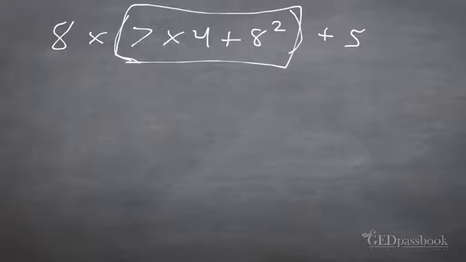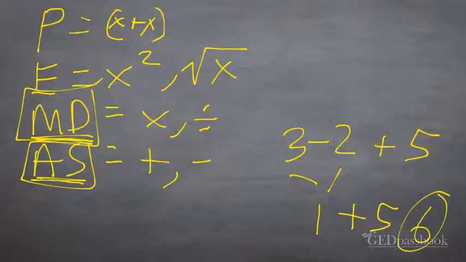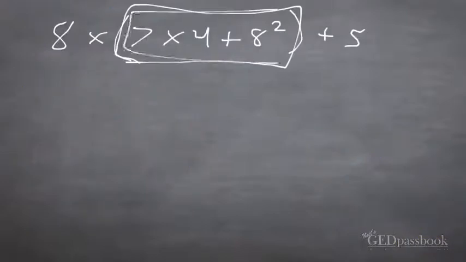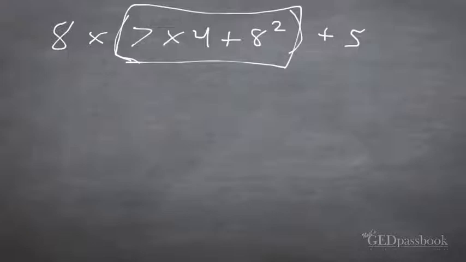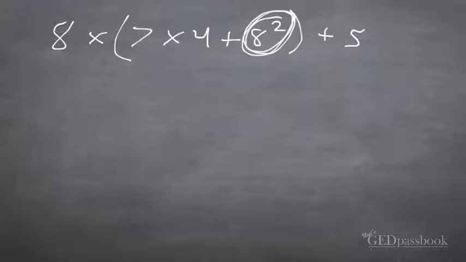PEMDAS, Please Excuse My Dear Aunt Sally. Multiplication. But what comes before multiplication? We work from the top. What is the highest? Are there any parentheses inside? No. So you move down your list. Are there any powers or roots? Exponents. Look, there's an exponent inside the parentheses. I have to do that before any multiplication or division. That's what the rule tells me.